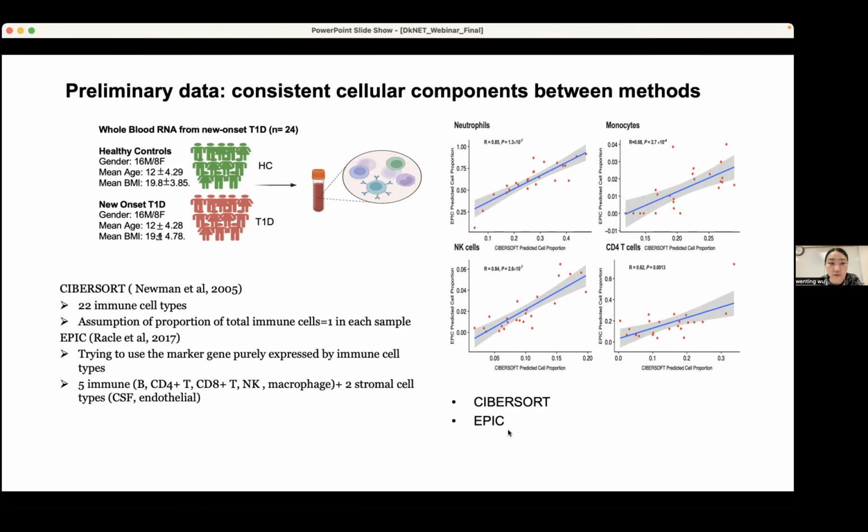And for MuSiC, we also tried deconvolution on some clinical trial data, and it looks like they are better at solid tissue, while for blood tissue we found CIBERSORT performs better. Yeah, this is the end of this question and answer. Thank you.